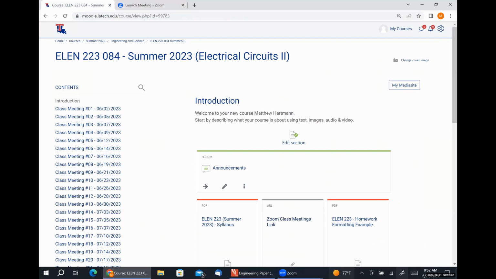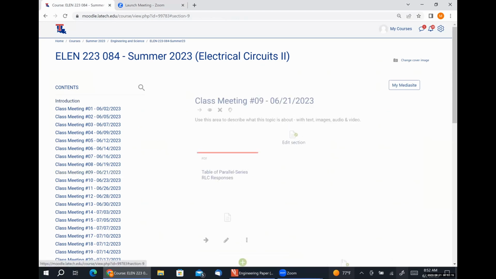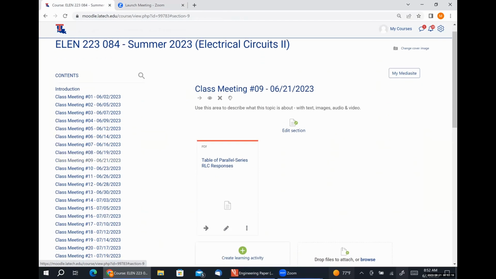If you go to class meeting number 9, there we go. I've uploaded this table entitled Table of Parallel Series RLC Responses. This is going to be what we are going to use a whole heck of a lot in this class, particularly for this section of the course.